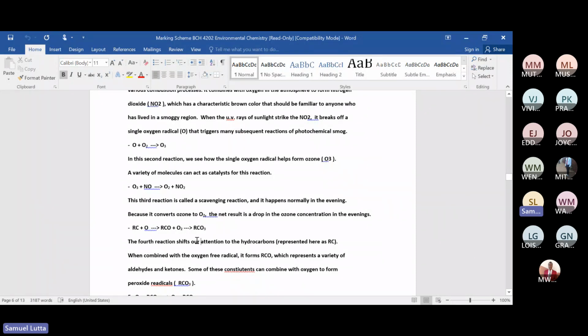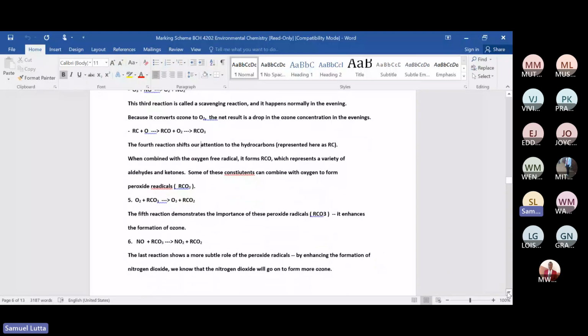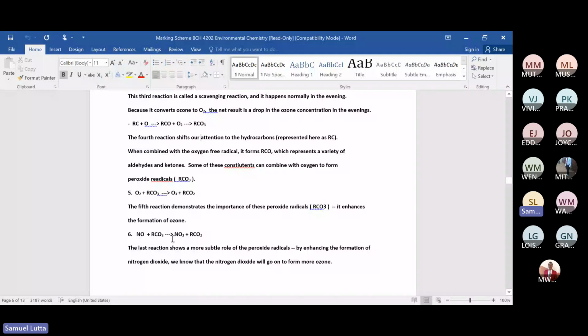In the fourth reaction, now we introduce the organics, where the atomic oxygen combines with organics, which are oxidized further to form the peroxide radicals. And these peroxide radicals react further by reacting with oxygen to generate organic radicals. And then the final reaction is where NO now reacts with the peroxide radicals to form nitrogen dioxide and more organics. So the color that we see there that we were trying to show was because of the evening reactions, which just shows how ozone is formed. So that's how ozone is formed.